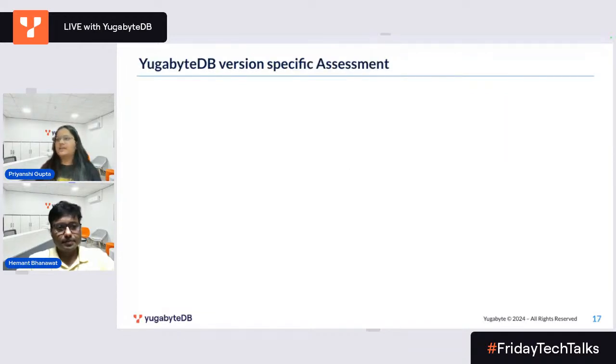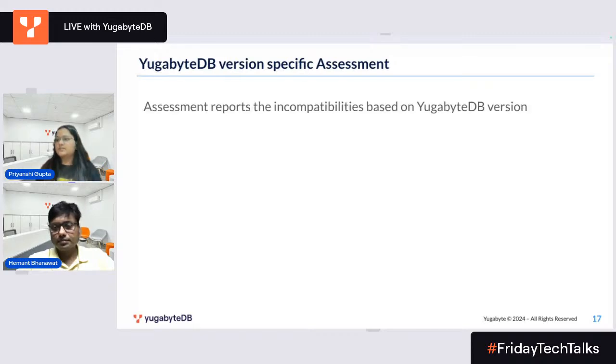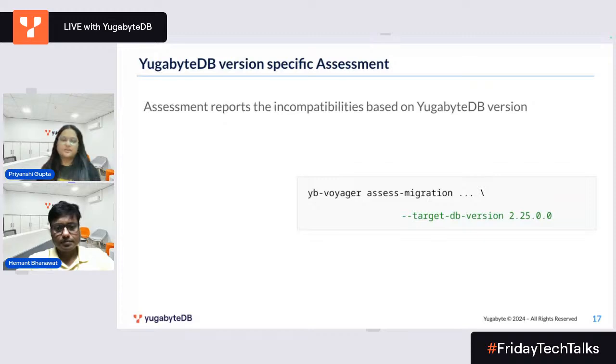Okay, so this is all about the incompatibilities we had discussed. As already discussed, Voyager assessment can also assess the migration with respect to a particular target DB version, and it will report all the incompatibilities which are not supported in that version only. So one can use the target DB version parameter in the assess migration command, and then the assessment will be done on that only.